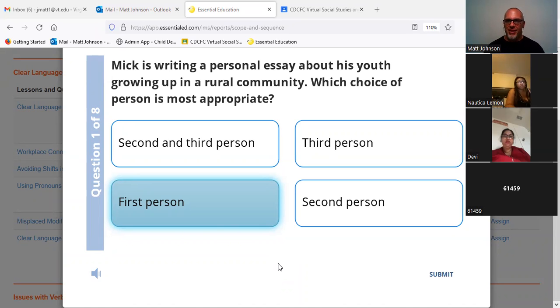So talking about yourself in the third person is weird, and people do it from time to time. But first person, obviously, if you're writing a story about your own experiences, that's going to work best.